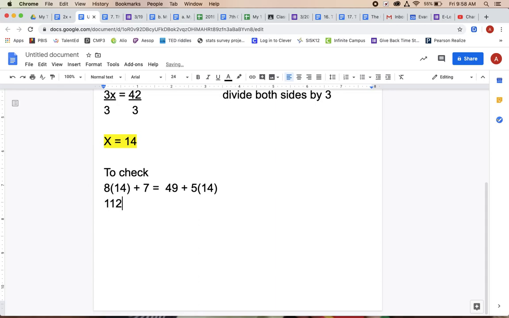Plus 7 equals 49 plus, let's do 5 times 14 real quick. Here we go, that's 20, carry the 2, that's 70. Cool, feel free to check my math because I did it not using a calculator. All right, now I add these two things together. 112 plus 7 is 119. Now let's hope that this is also 119, and 70 plus 40 is 110, plus 9 more is 119. And so, since each side equals the same thing, 14 must have been the correct answer. Great job, everybody.